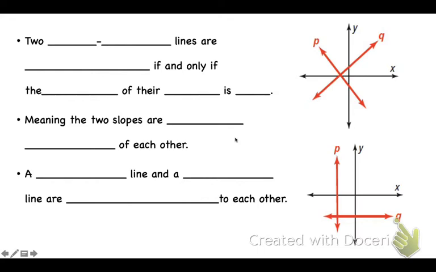Okay, so now we're going to talk about perpendicular lines. Perpendicular lines meet at a right angle. So what should both of our pictures have at the intersections? How do I know it's a right angle? The little box, right? The little square. So on your pictures, put a little square.